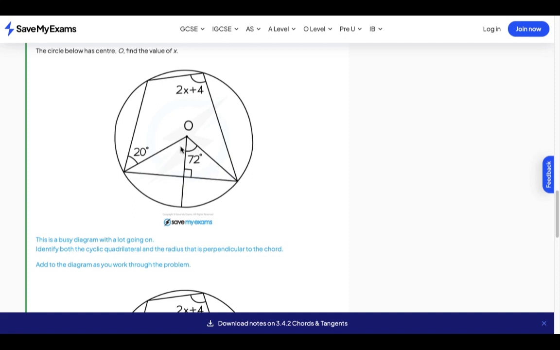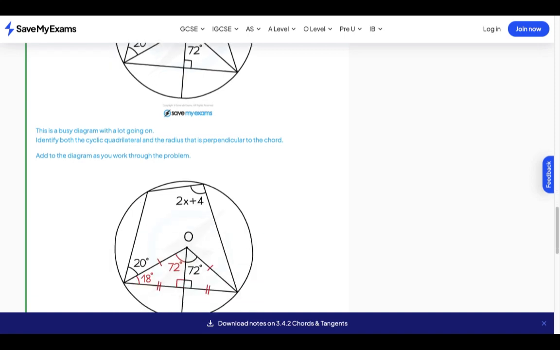So we can find what is here. If here is 18, then here is also 72. So the angle at the center will be what? 72 plus 72, which is 144. The angle at the center will be 144, right? Okay. So what do they want us to find? They want us to find the value of x.